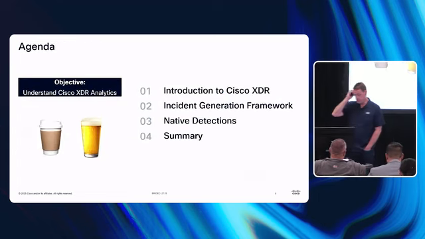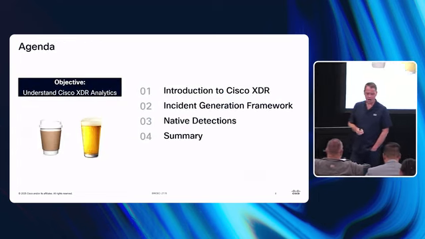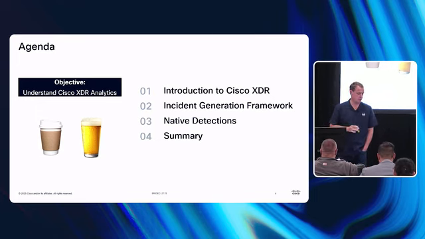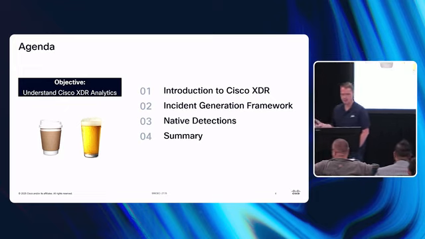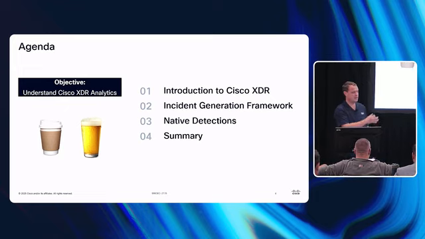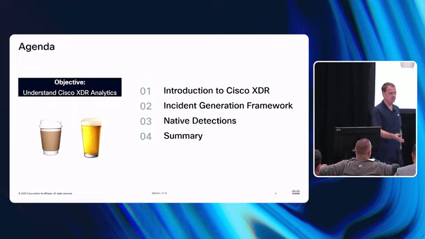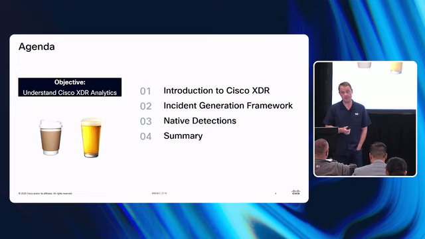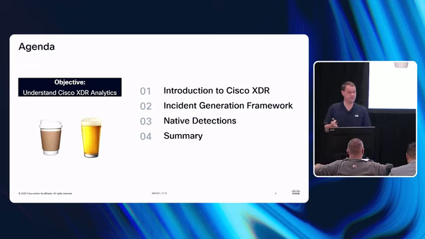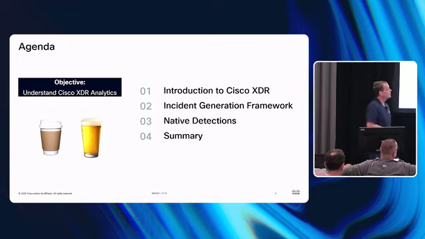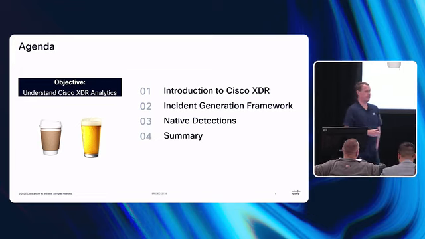So this session, our primary objective for the next hour is just to walk through what the Cisco XDR analytics engine is, basically how we go from data through native detections and into an incident in the UI. And actually I'm going to start with the incident generation framework, where incidents come from, and we'll do native detections in the second half of the hour.